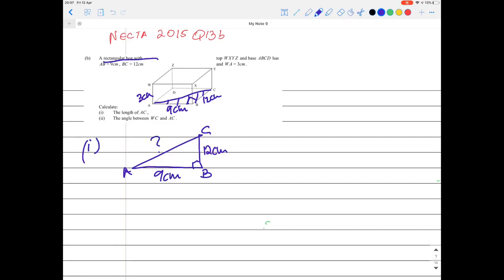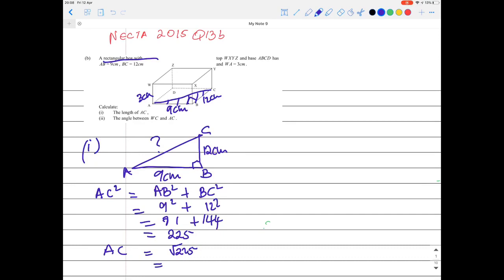The right angle triangle is a straightforward Pythagoras theorem. Okay, so if you know, AC squared equals AB squared plus BC squared. Okay, so AB is 9 and BC is 12. So 9 squared is 81 plus 144. This gives you 225. That means AC is the square root of 225, which is 15 centimeters.